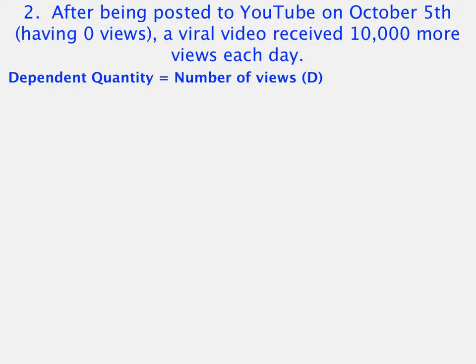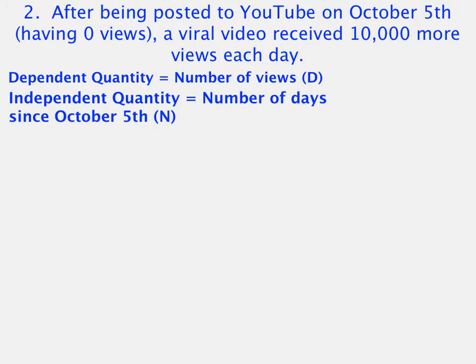I think our dependent quantity is going to be the number of views this YouTube video has. And let's make that variable something random, d. Our independent quantity is going to be the number of days since October 5th. And let's give that a random variable, let's call it n. Alright, next, let's go ahead and make a table of values for this relationship.